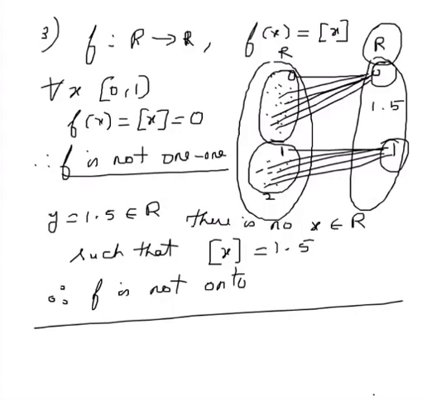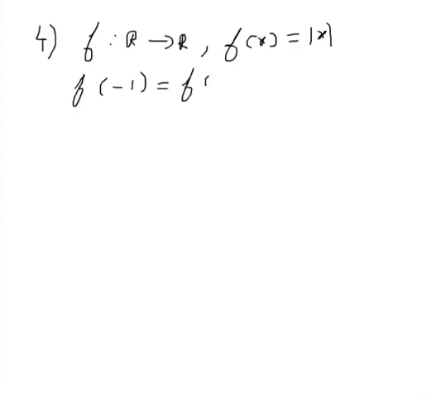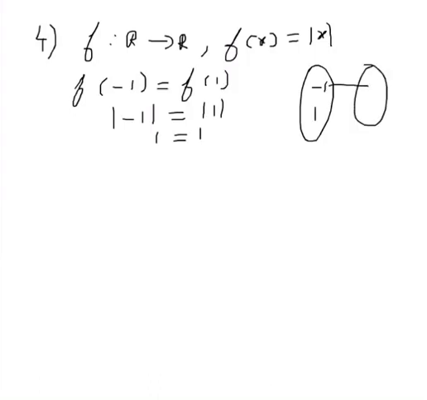Now question 4. Show that the modulus function f from R to R, f of x is equal to modulus of x, we have done this also in 11th standard, is neither 1-1 nor onto. Now this is very easy. f of minus 1 as well as f of 1. This is modulus of minus 1, this is modulus of plus 1. Both the answers are same. So for minus 1 as well as plus 1, the answer is plus 1 only. So it is not a 1-1 function. Therefore, f is not 1-1.